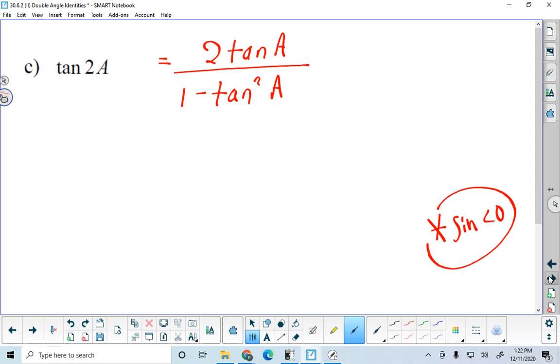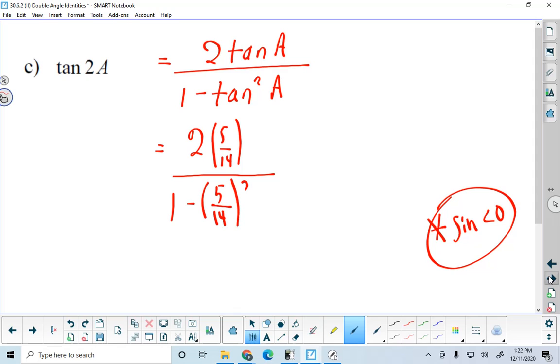This is just a note for me. I just remembered something. So we're going to put 5/14 in for tangent. And again, we're not going to figure out what this is by multiplying top and bottom by anything. These are numbers. This isn't algebra. We're going to take 2 times 5/14 and divide by 1 minus 5/14 quantity squared.